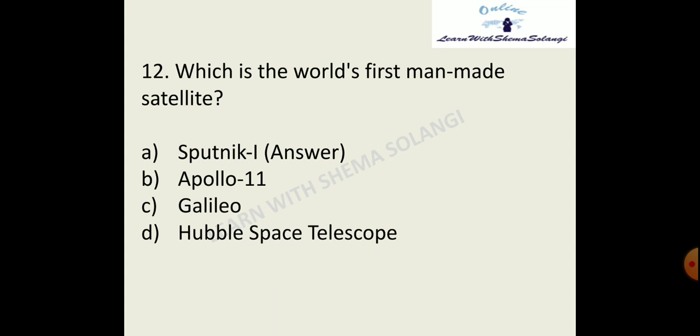The 12th MCQ is: which is the world's first man-made satellite? The first man-made satellite was Sputnik 1, right? And it was launched on 4 October 1957. The correct option is A. Sputnik 1 was the first man-made satellite. All other options such as Apollo 11, Galileo, Hubble Space Telescope are wrong options.